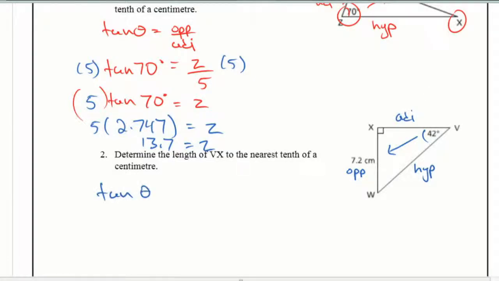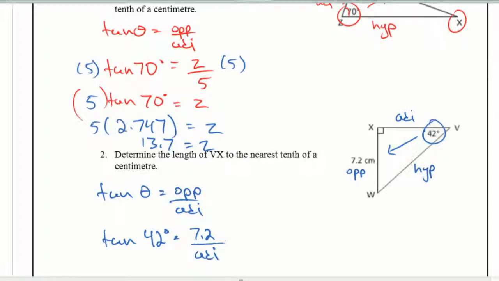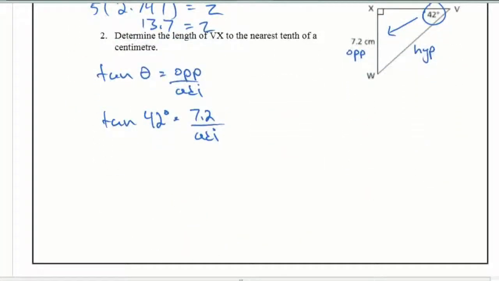Tangent of my angle is equal to the opposite divided by the adjacent. What is the opposite? Well, it's 7.2. What is the angle? That's 42 degrees. So the tangent of 42 degrees is equal to the opposite, 7.2, divided by the adjacent, and I don't know what that is. All right, so let's solve for it, and then we will figure out the length of that side.